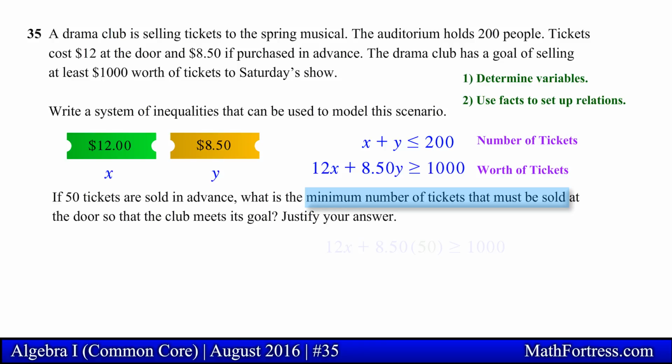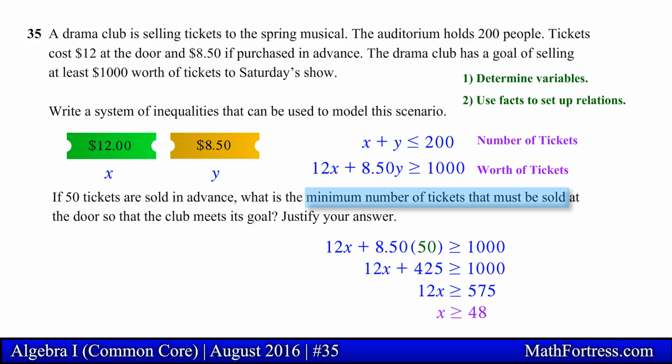So we substitute the value of y with 50 and simplify the inequality. Next, we go ahead and solve for x by subtracting 425 from both sides of the inequality. Then, we divide both sides by 12. In the end, we obtain x is greater than or equal to 48 after rounding to the nearest whole number, since we cannot sell a fractional portion of a ticket.